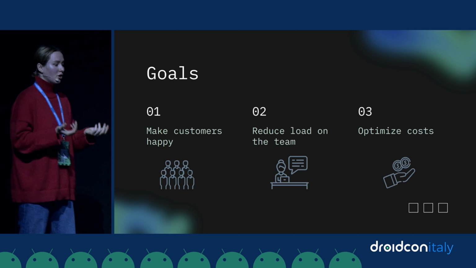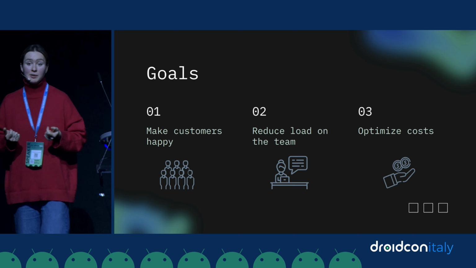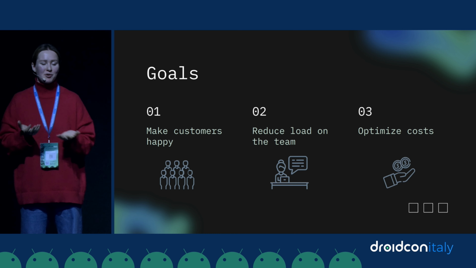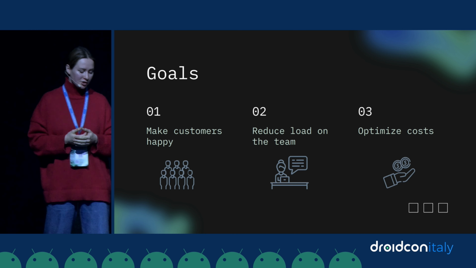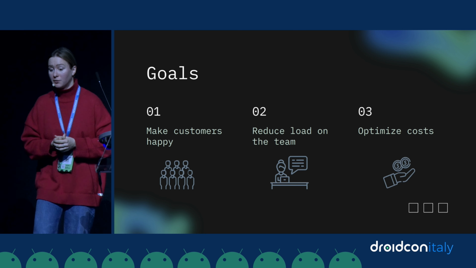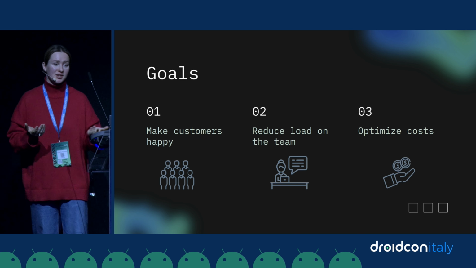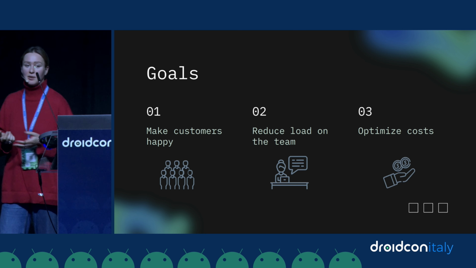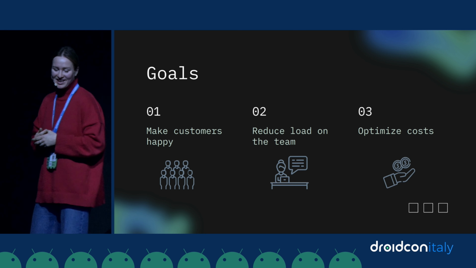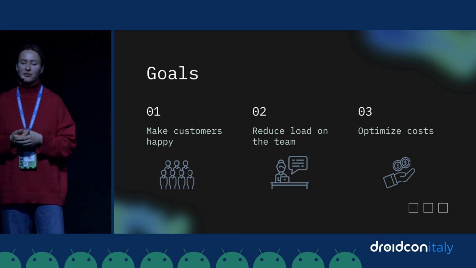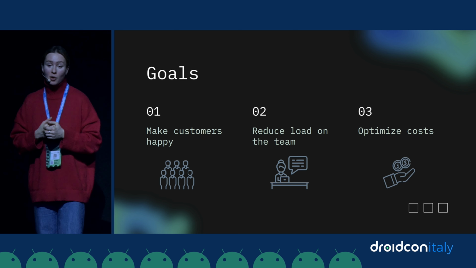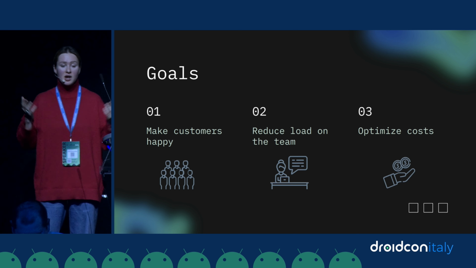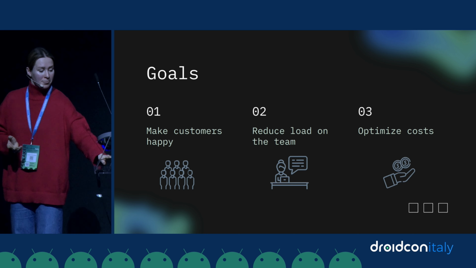The second important goal in this is to reduce load on the team, because as always, everyone is very busy and we don't always have enough resources. So we need to do it as efficiently as possible. And of course, if we're talking about business here, we can't avoid speaking about money. So also one of our major goals is to optimize cost, not to spend a huge amount of money on this.